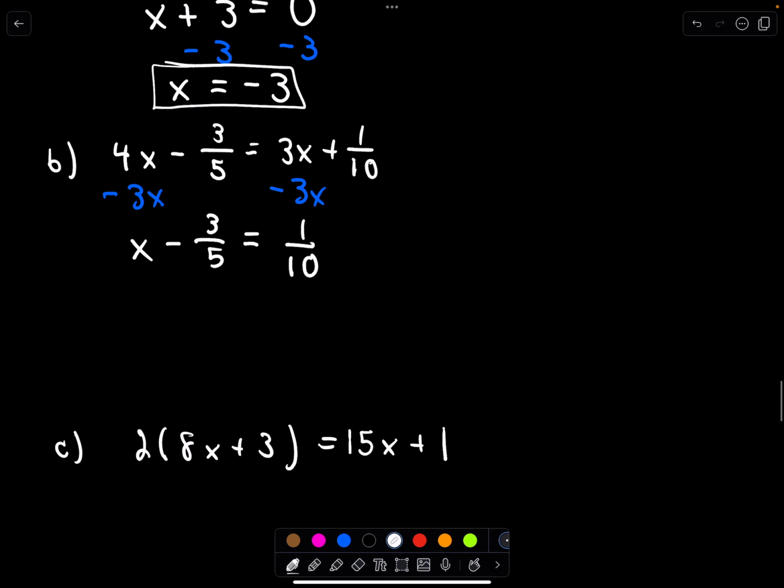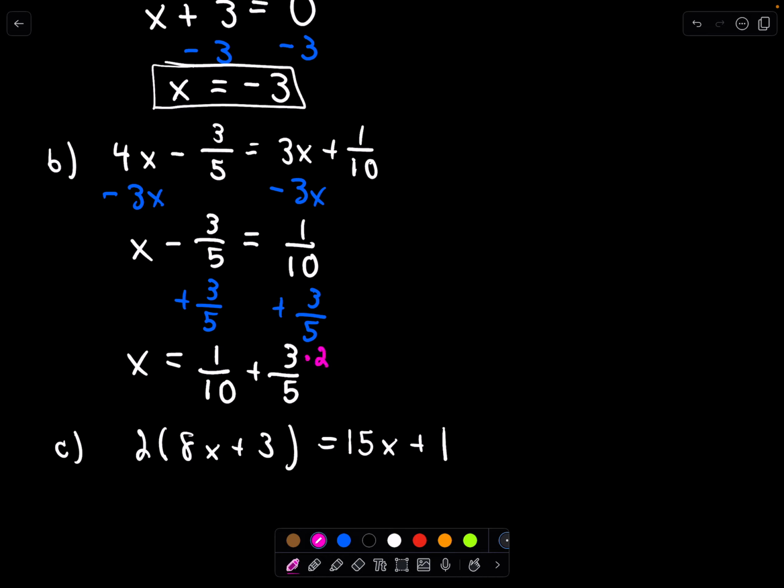And now, okay, I've got x minus 3/5. I'm just going to add 3/5 to both sides. So that's going to leave me with x on the left side, because the minus 3/5 plus 3/5, those cancel. And that's going to leave me with 1/10 plus 3/5. Well, we could get common denominators by taking that second fraction and multiplying top and bottom by 2. So my first fraction, that's still 1/10. If I get common denominators by multiplying top and bottom by 2, that's going to be 6/10. And let's see, so that's 1 plus 6, or 7/10.